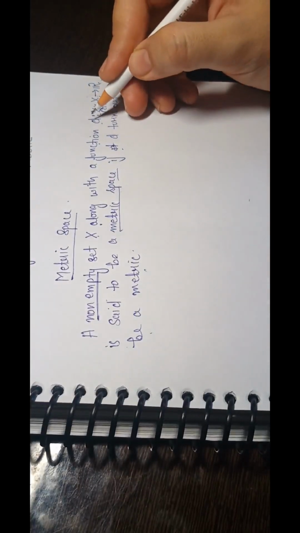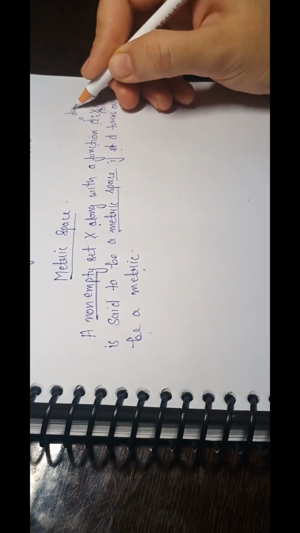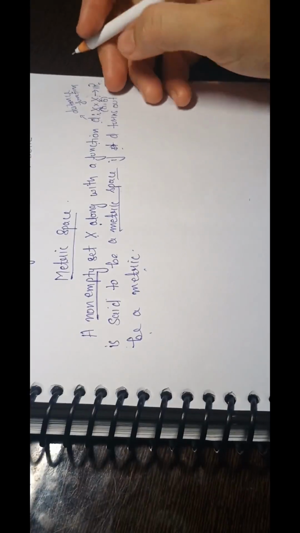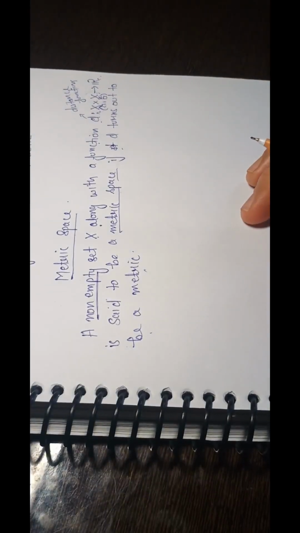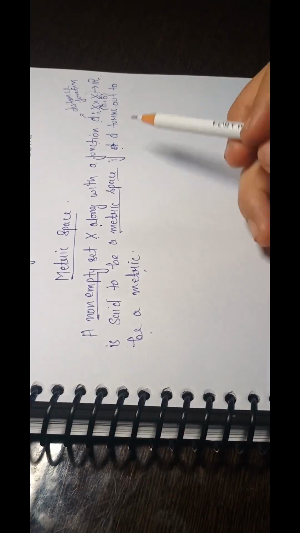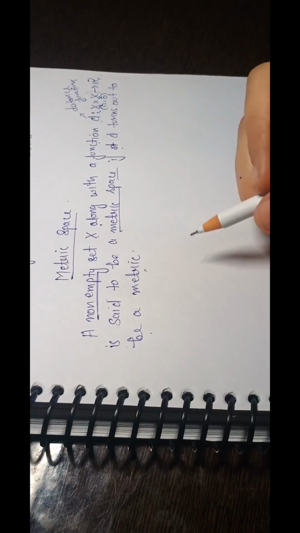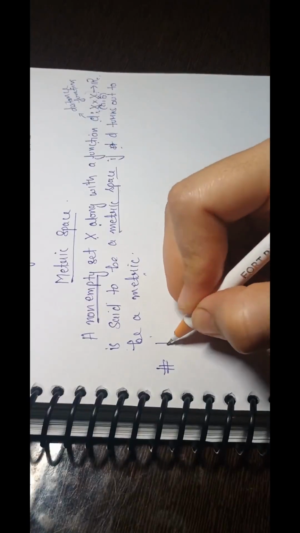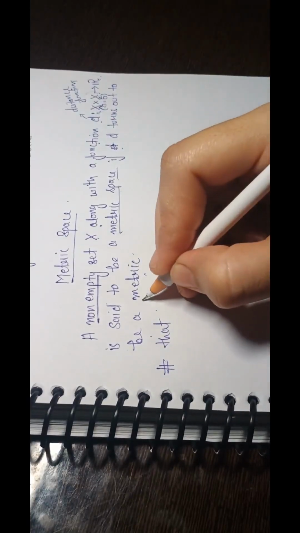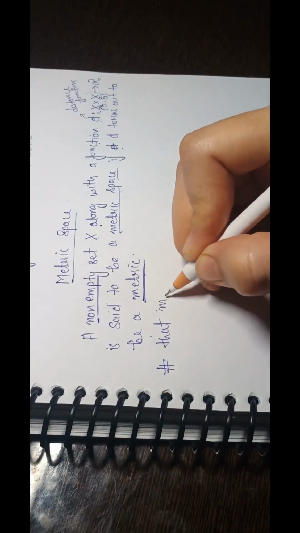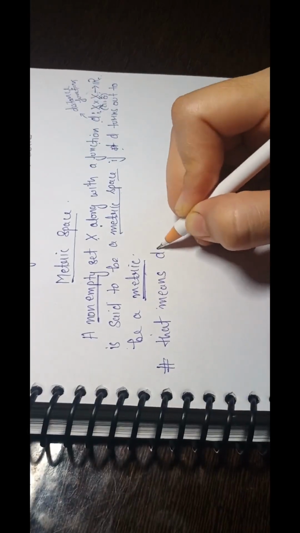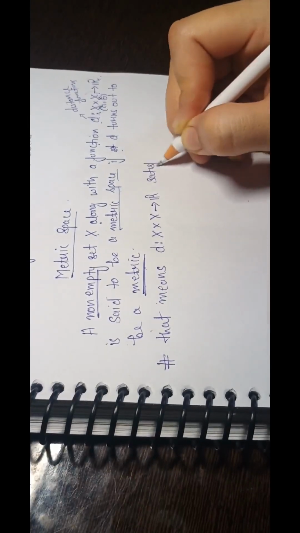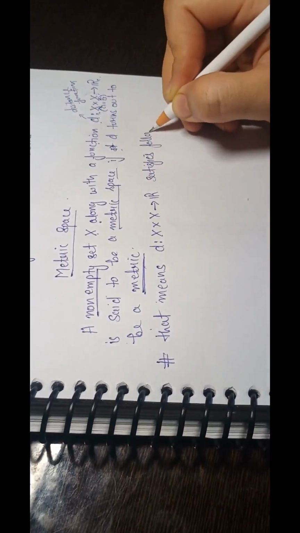And here we call D the distance function. D is called the distance function. So if this function turns out to be a metric, then we say that X with this D is a metric space. And that means, what does it mean that D turns out to be a metric? That means D defined from X cross X to R satisfies the following four conditions.